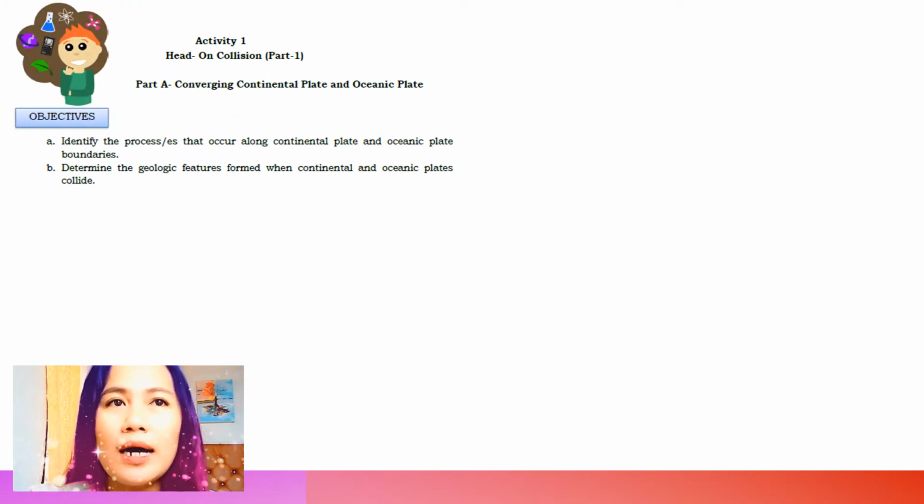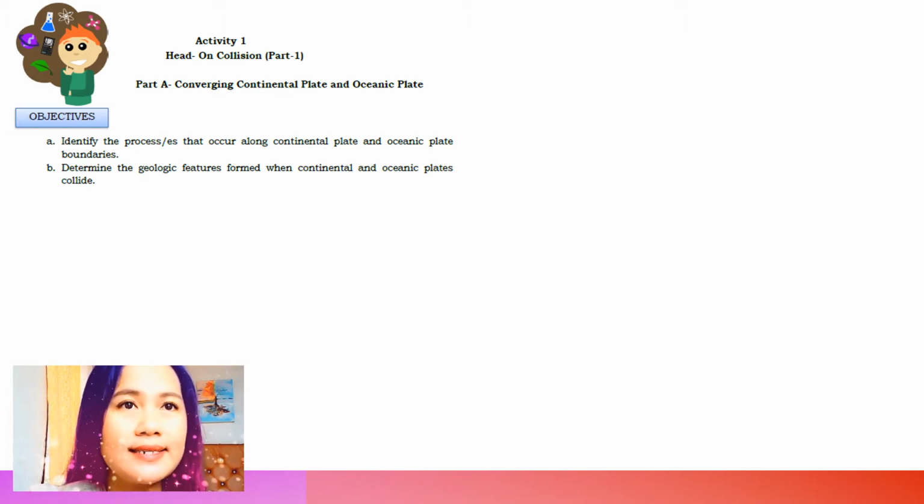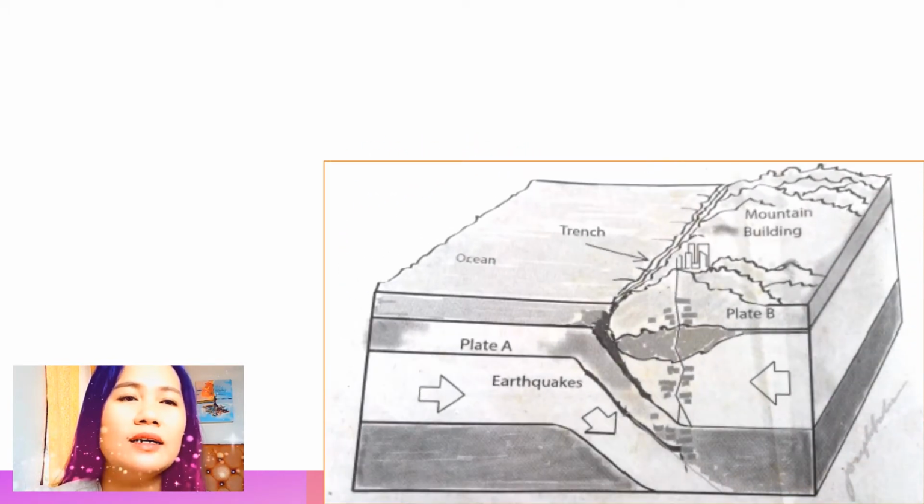Activity number 1 is entitled Head-on Collision Part 1. It is the convergence between a continental plate and an oceanic plate. So, ang panagbangga sa usa ka continental plate ug sa usa ka oceanic plate. Unsa kahay mga processes nga mahitabo ug unsay mga mapurma nga mga geologic features. So there is a picture there that you simply have to analyze, or a diagram.